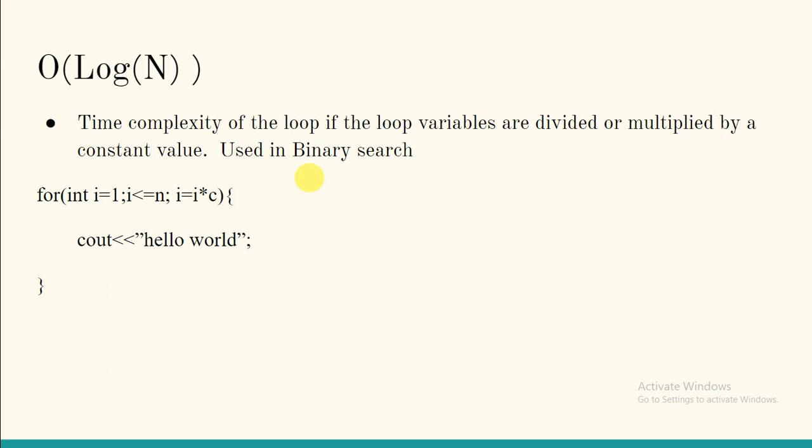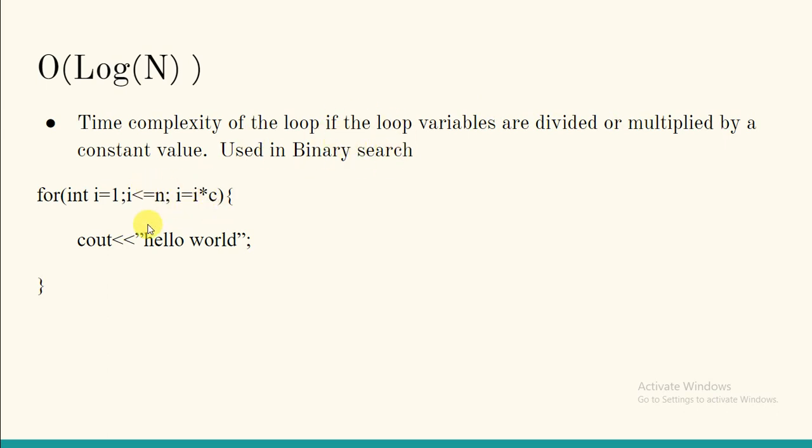Then you divide the 1.A group into two groups again. So you are actually dividing each group by a constant factor of 2. But you can divide by a factor of any constant value, like 3 or 4 or anything. This is the same as log n. The time complexity of a loop whose variable is divided or multiplied by a constant value is log n. This is actually used in binary search.